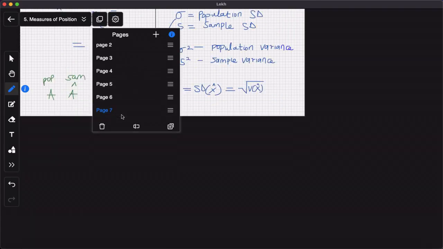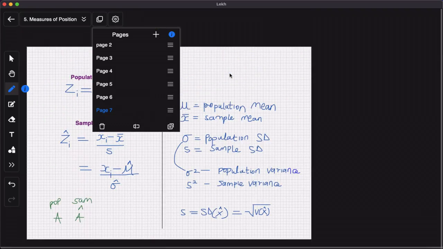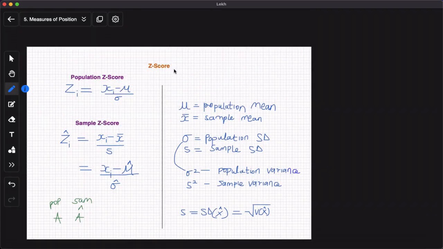All right, so that being said, we can go on to what we call the Z-score. The Z-score is not a difficult stuff. The Z-score actually uses what you see here.